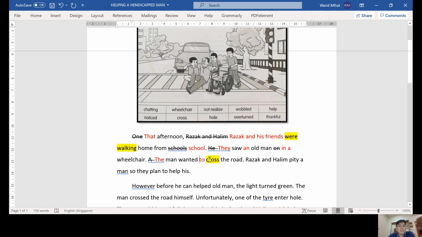Okay. But unfortunately, in this sentence, the word cross is a verb. So wanted must be followed by to. And then cross has to be written in root form.